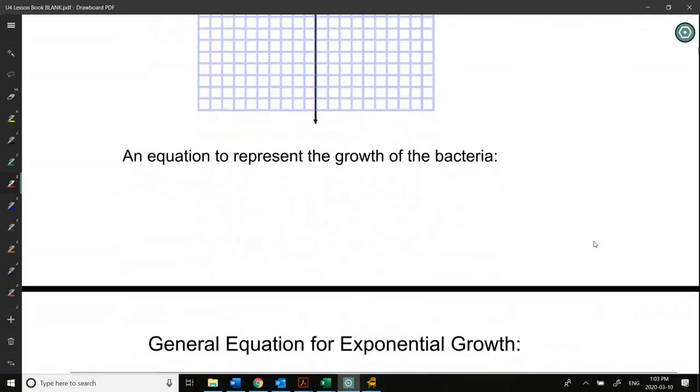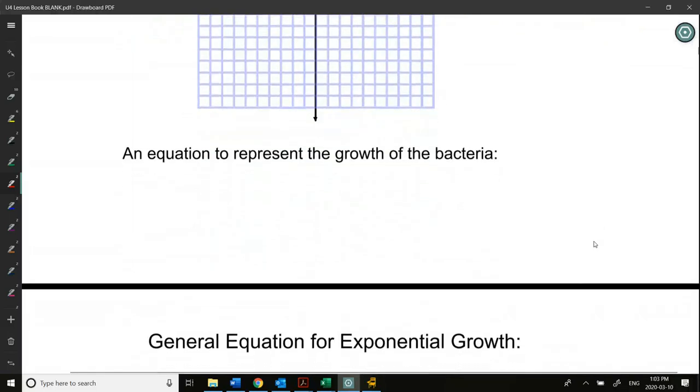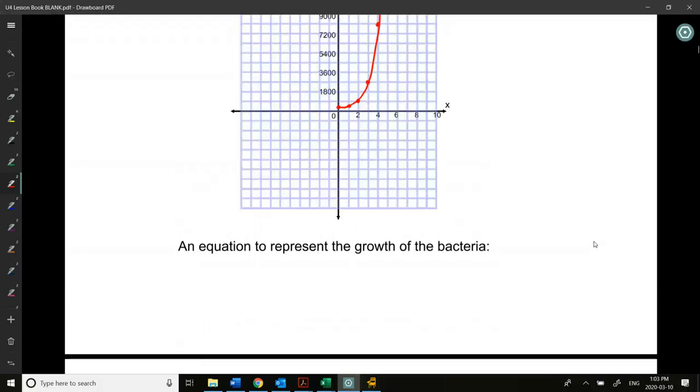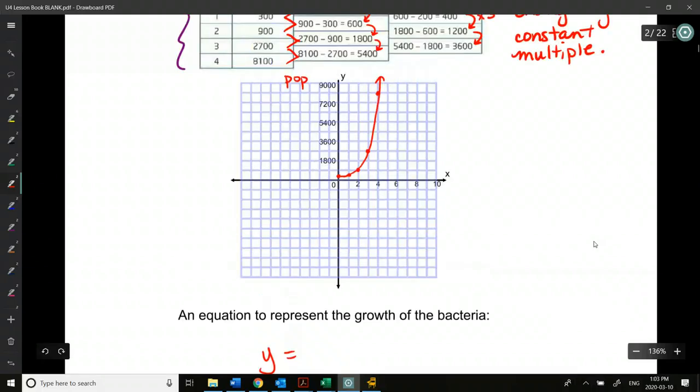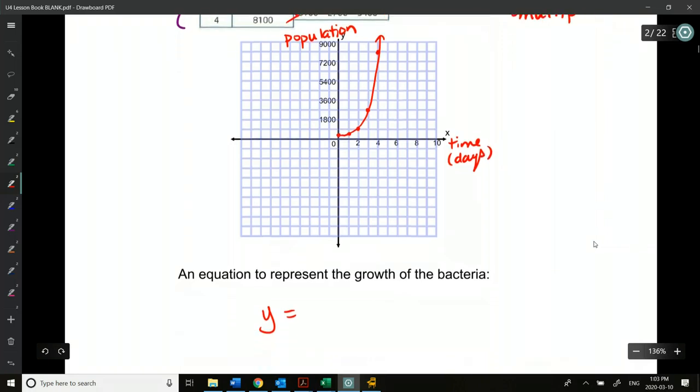All right, so here's the question. Can we create an equation to represent the growth of this bacteria? So I'll have some future value y. Here y is representing population, and here x is representing time in days. So I have some population y at a certain time. My starting population is 100, so we're going to be starting with 100.